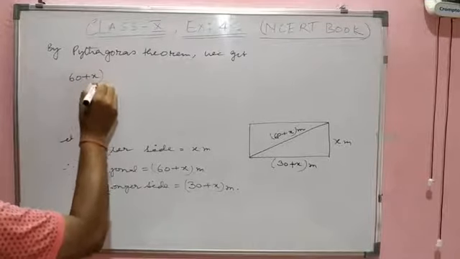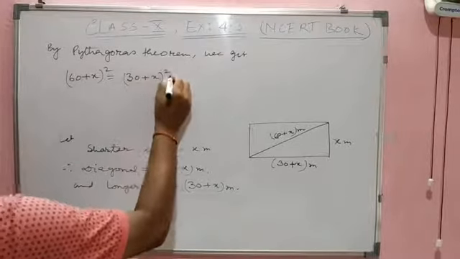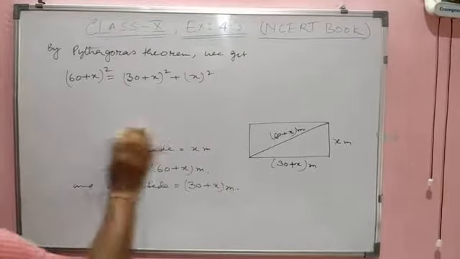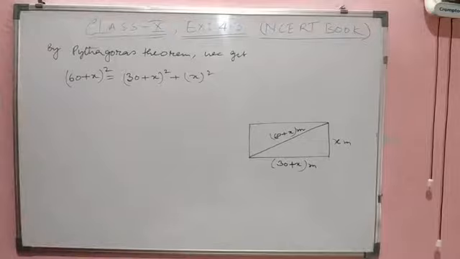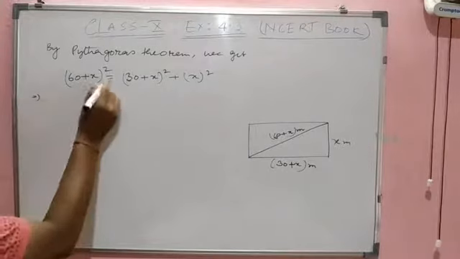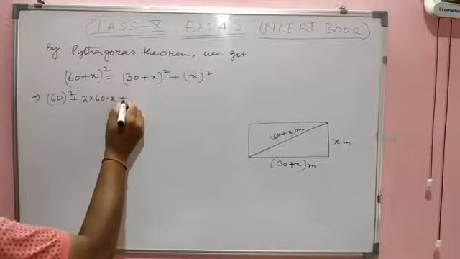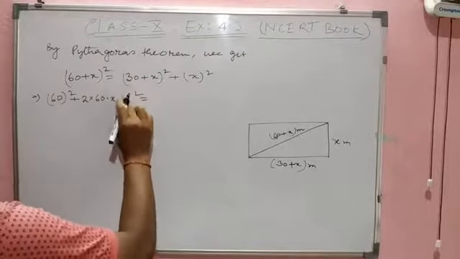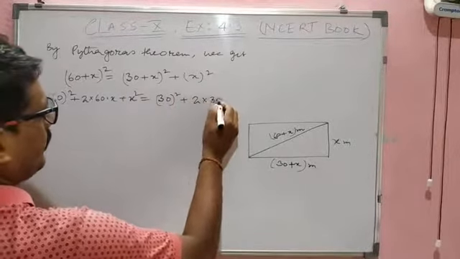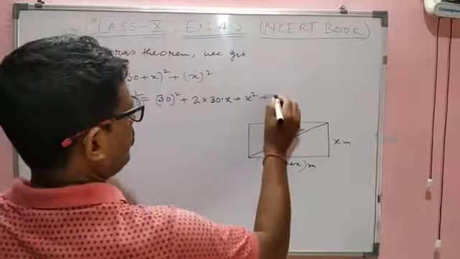60 plus x whole square equals 30 plus x whole square plus x square. Hypotenuse square equals perpendicular square plus base square. Hypotenuse is this one, this is the base, this is the perpendicular. Now on calculation, a plus b whole square will be a square plus 2 into a into b plus b square. Here also a plus b whole square will be a square plus 2ab plus b square, again plus x square.